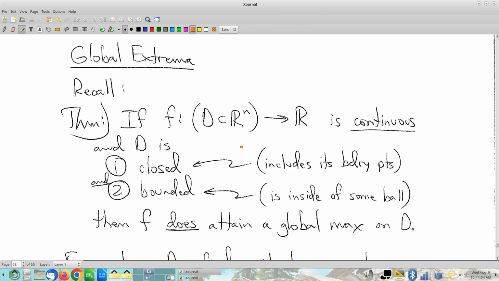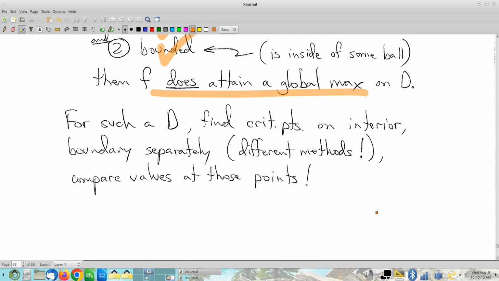I am going to say a real quick word, though, about global extrema. Recall, we have this theorem with 3 conditions that tells me my function does attain a global max. How do you find it is actually a pretty straightforward matter. We know how to find critical points in the interior. We know how to find critical points on the boundary. Then just look at all those critical points. You have to consider the boundary critical points and the interior critical points. The global max you're looking for has got to be one of those. You just check those values.